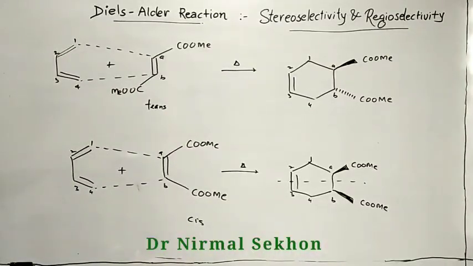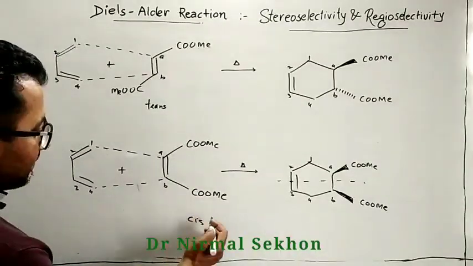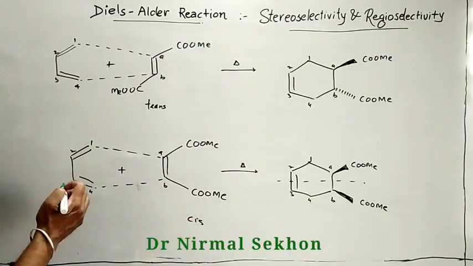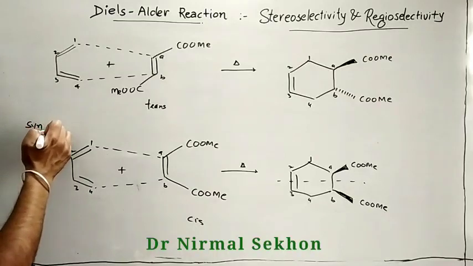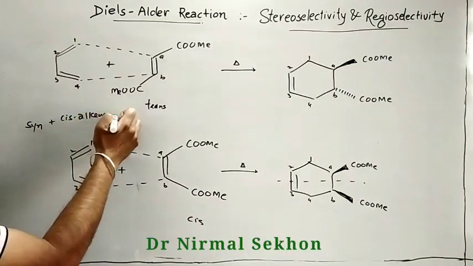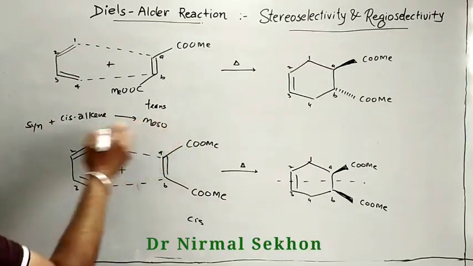So when any alkene undergoes syn addition, that gives meso. This is your cis alkene, and addition is syn. So there is a rule: when we have a syn addition plus a cis alkene, the product formed is meso.